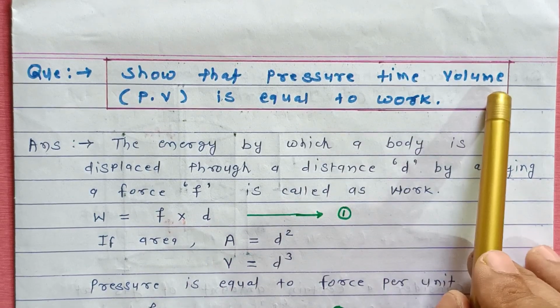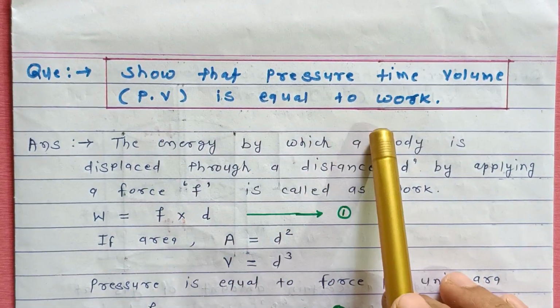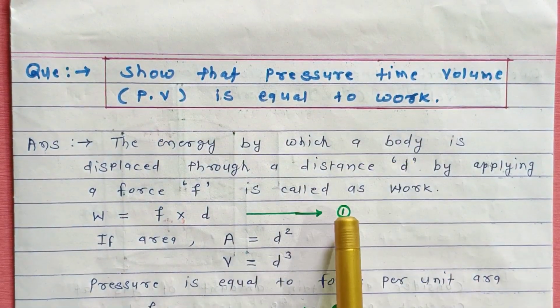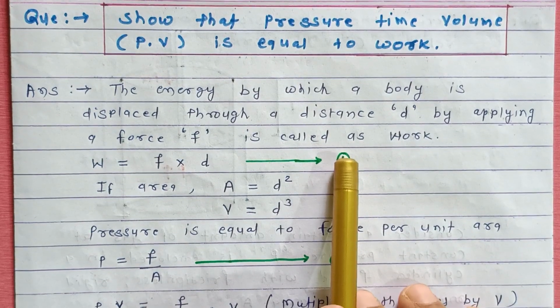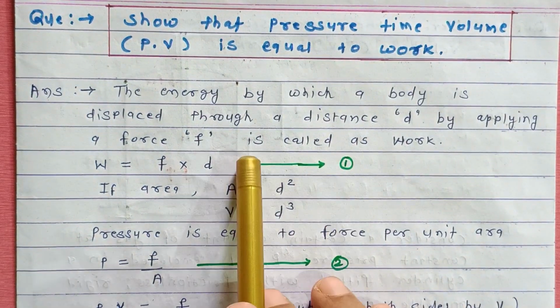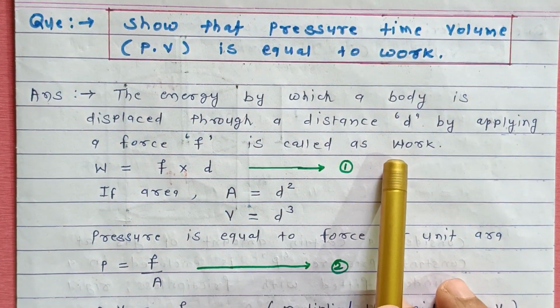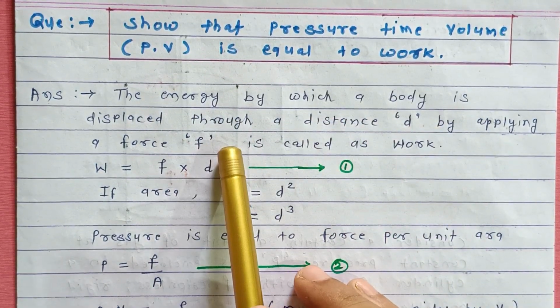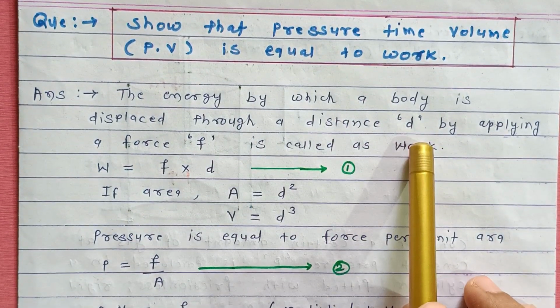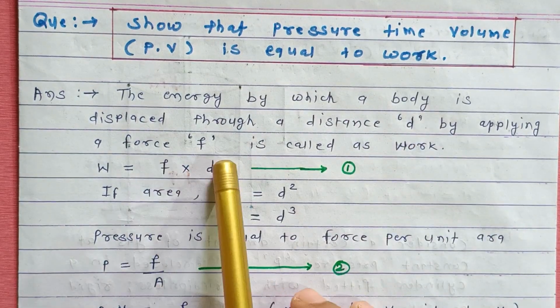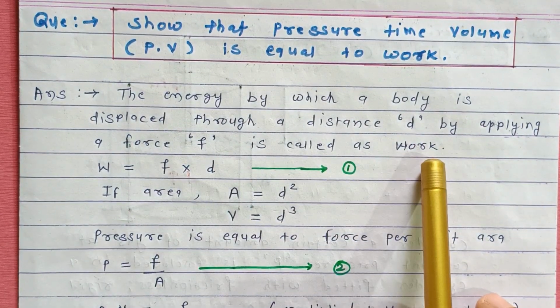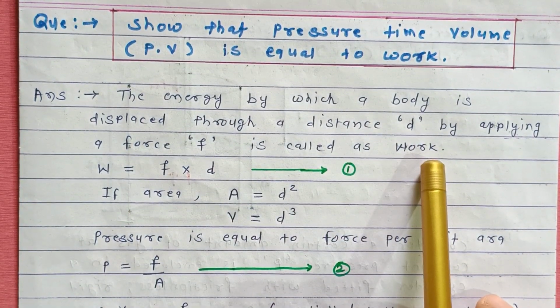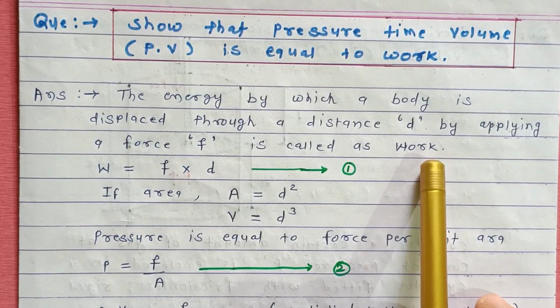Show that pressure times volume, means P into V, is equal to work, W. For the explanation of this, we are taking the help of work. What is the definition of work? The energy by which a body is displaced through a distance d by applying a force is called work. Work done is positive or negative; these are the two types of work.